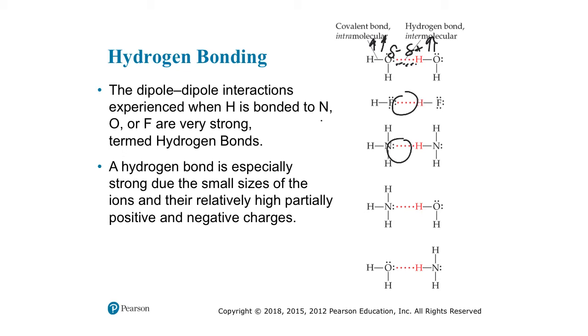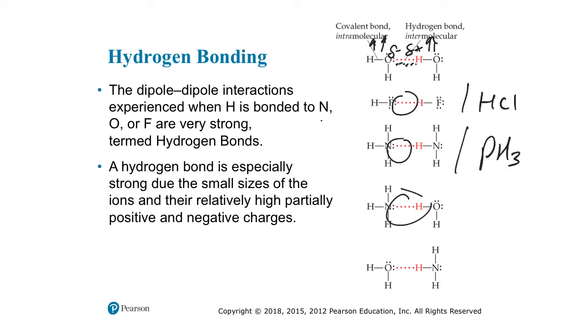Now, like I said, it doesn't make HF or NH3 particularly high boiling relative to room temperature, but it does make them much higher boiling than you would expect if you were to compare them to HBr or HCl in the case of HF, or PH3 in the case of NH3. And so the hydrogen bond is especially strong due to the small size of the ions and the relatively high partial positive and negative charges.